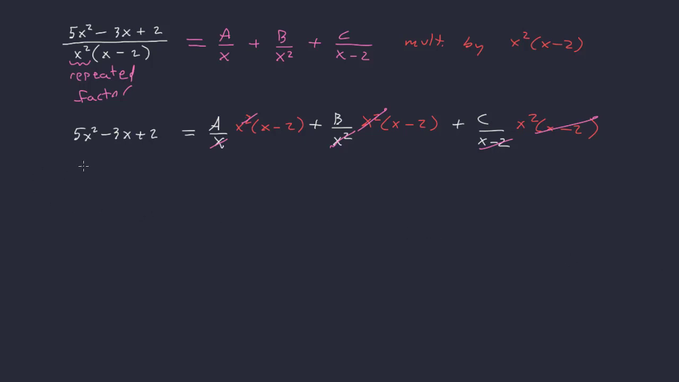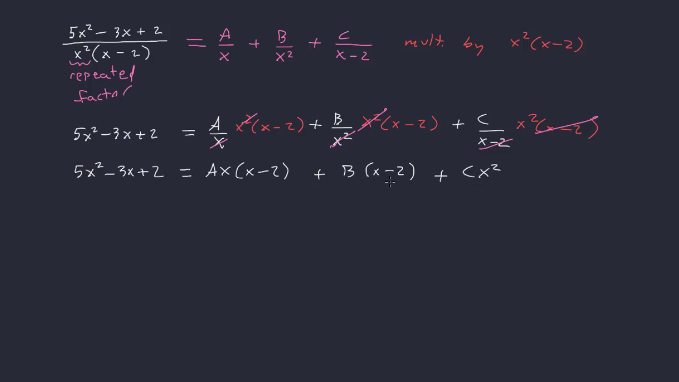Okay, so let's write what we have now. This side of the equal sign doesn't change. We'll have a times x minus 2. Here we'll have b times x minus 2. And here we'll have c times x squared.